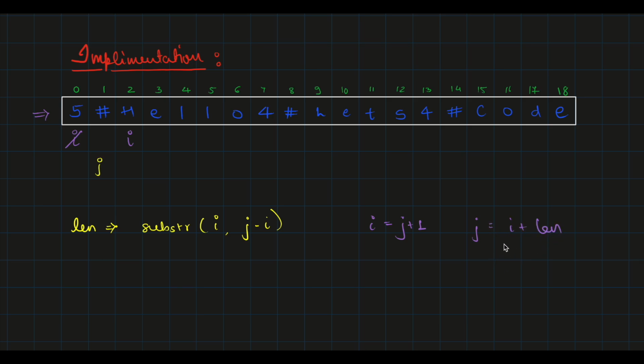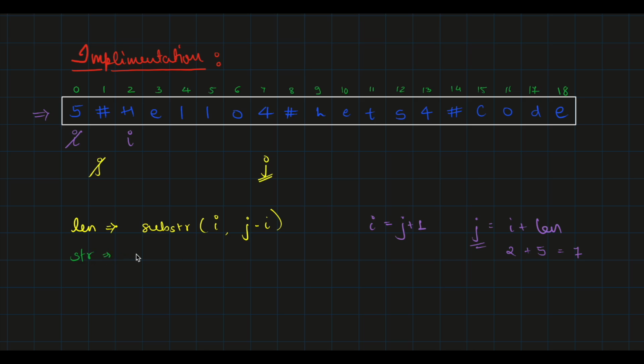So here in this example, let's take i is at 2 and the length is 5. So j will be at the 7th index. So we can get j from here to the 7th index, that is here. So j will always be on the starting index of the length of the string that will be next after the hash symbol. So now we can get our string.